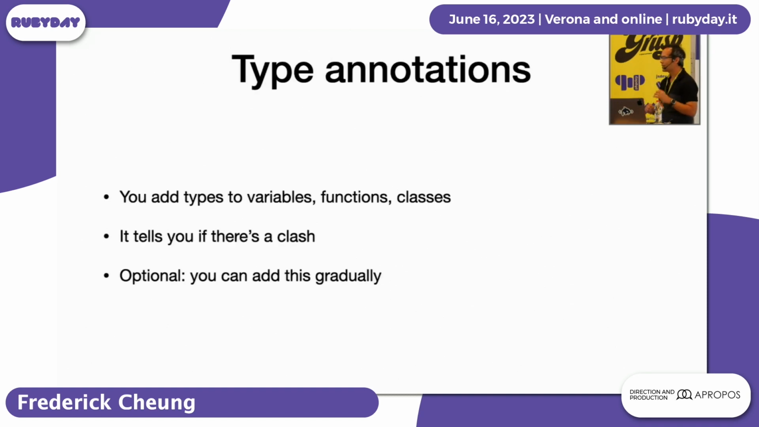Type annotations, these are things you add to variables, functions, classes. And what will start happening when you add them is you'll get told, hey, you said this thing needs an array of numbers, and you've given it an array of strings instead. And these are optional. You can add them gradually. You can have a TypeScript file with absolutely zero type annotations in it. It might not do a lot, although it will still do something because it already has type annotations for all of the JavaScript standard library and the DOM interface and so on.